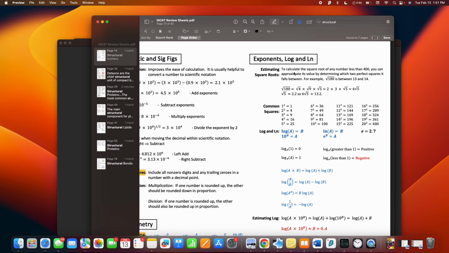Estimating square roots. To calculate the square root of any number less than 400, you can approximate its value by determining which two perfect squares it falls between. For example, the square root of 180 is between 13 and 14.